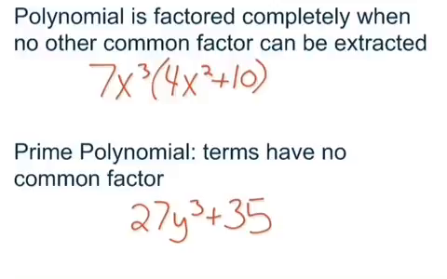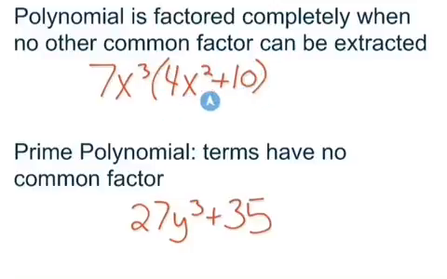Okay, so how do you factor completely then? A polynomial is factored completely when no other common factor can be extracted from it. So let's look at this polynomial right here. That's somebody nicely factored. Is it factored completely is what you have to ask yourself.